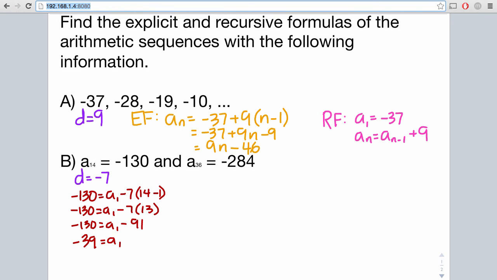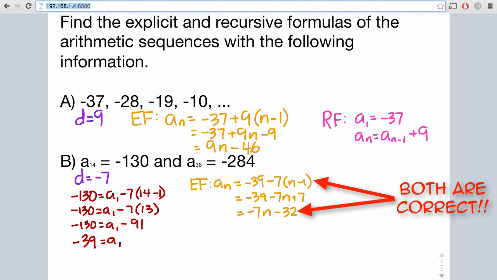Now that we have our first term, we can write our explicit formula, which is a_n equals the first term, which is negative 39, plus our common difference times n minus 1. Again, this is not simplified. If we wanted to simplify it, we can distribute our negative 7 through, and we would get negative 7n minus 32. And both of these answers would be correct.